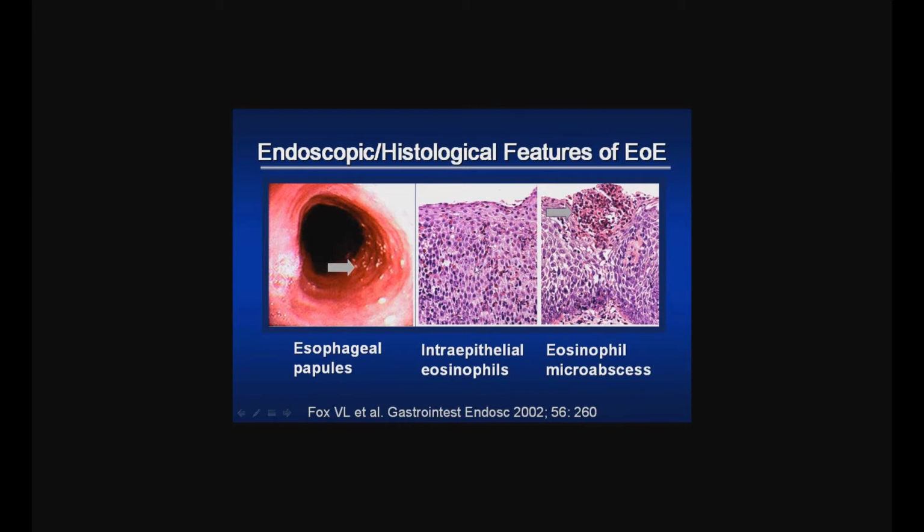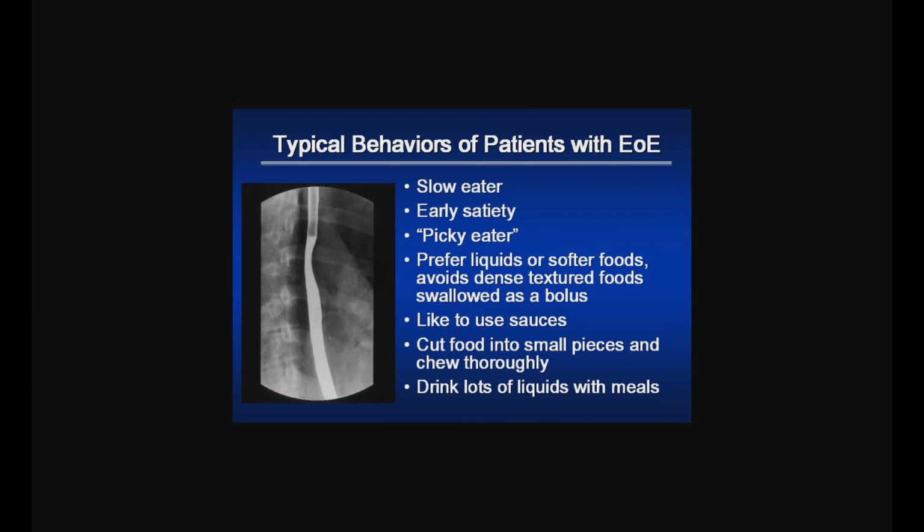And if you biopsied one of those and look at the mucosa, what you see are increased numbers of eosinophils, these red staining cells throughout the esophageal mucosa. And again, there aren't supposed to be any eosinophils in the esophageal mucosa normally. And sometimes you can see collections of these cells, these eosinophils, that form microabscesses. So that's the histopathological features, and we've talked a little bit about the clinical features.